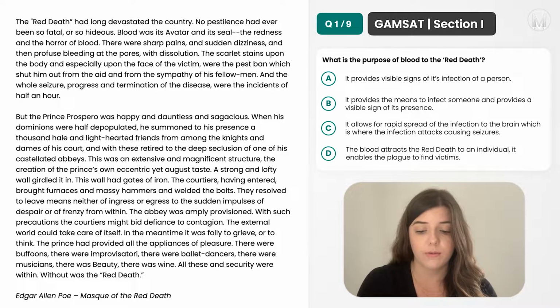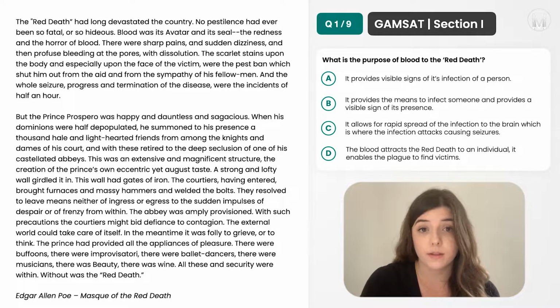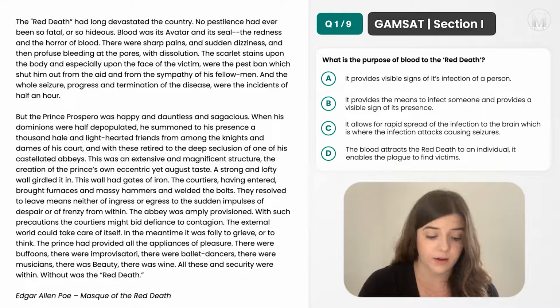Option B, it provides the means to infect someone and provides a visible sign of its presence. So this is also likely. Similarly, it incorporates answer A, that it provides a visible sign of its presence, and it also does provide the means to infect someone. So this also encompasses the use of the word avatar. So this option B is actually going to be a better option than option A. Although A is not incorrect, option B is a better choice because it incorporates more. So we can rule out option A now.